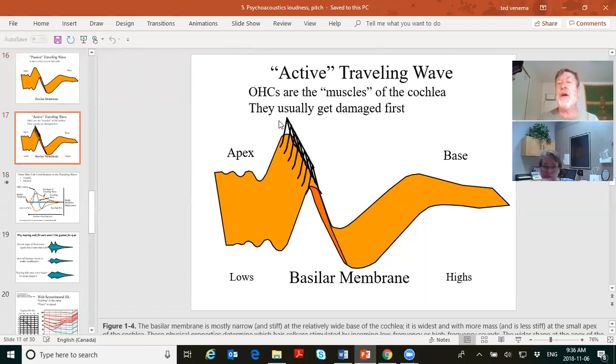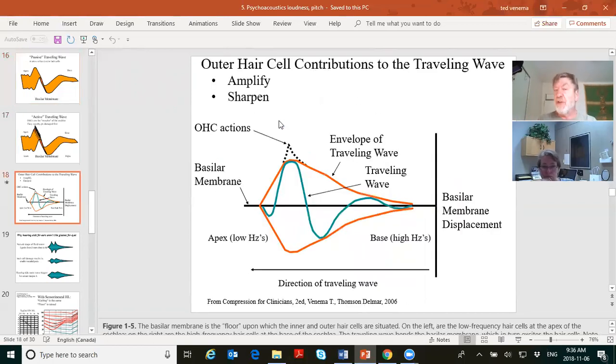And if you carry on and look at this summary picture, the blue here would be a traveling wave near the apex. The orange would be the envelope of that wave, showing you how it's shaped like a kite. It's very asymmetrical. The steeper portion faces the apex of the cochlea, and the shallow slope is toward the base of the cochlea. And the outer hair cell action, that sharpening and amplifying, is the dual action of the outer hair cells.